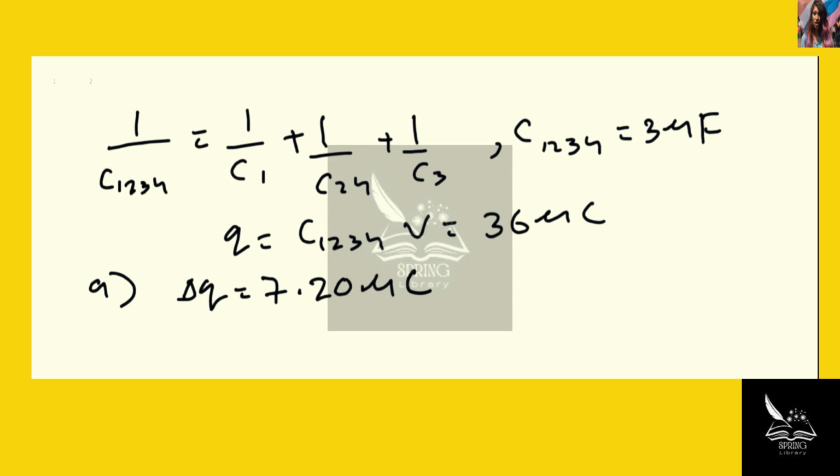For part B of the problem, the capacitor C24, which we imagine to replace the parallel pair, C2 and C4, is in series with C1 and C3, and thus also has a final charge Q is equal to 36 microcoulomb found above.